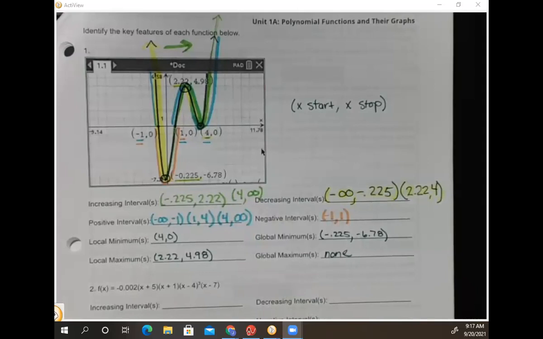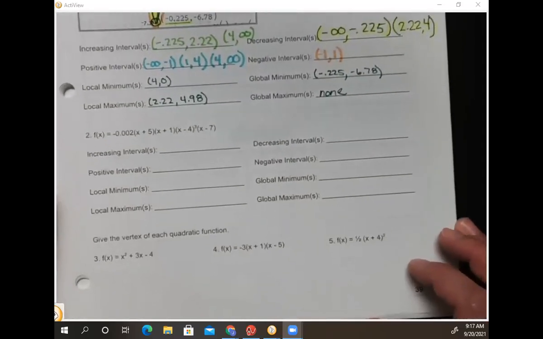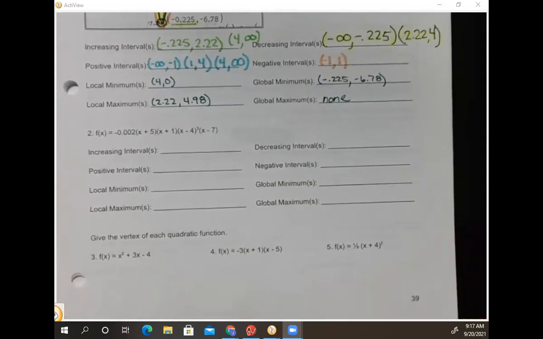Sort of, kind of? Okay. Questions for me on this graph? Okay. Let's take a look at number 2. Number 2, we have to graph on our calculators ourselves. Okay. So I have this typed in on my calculator. Why don't you guys take a second to type it in on yours as well?